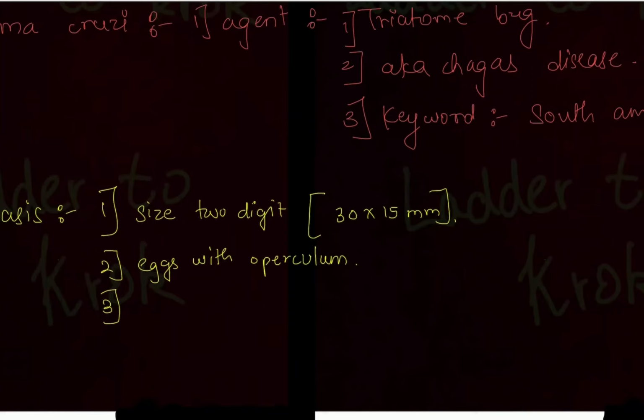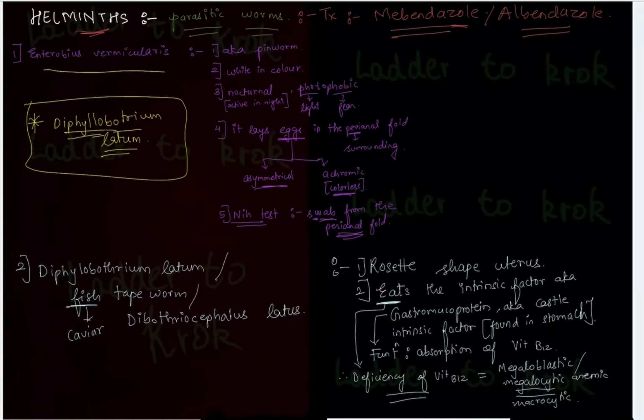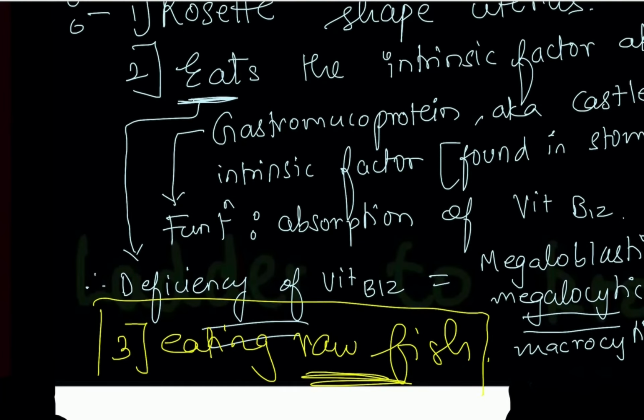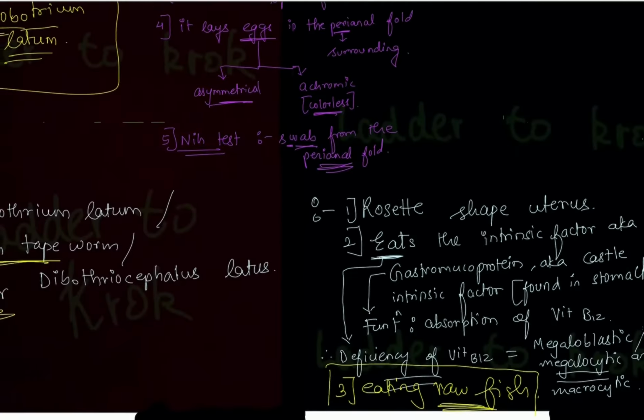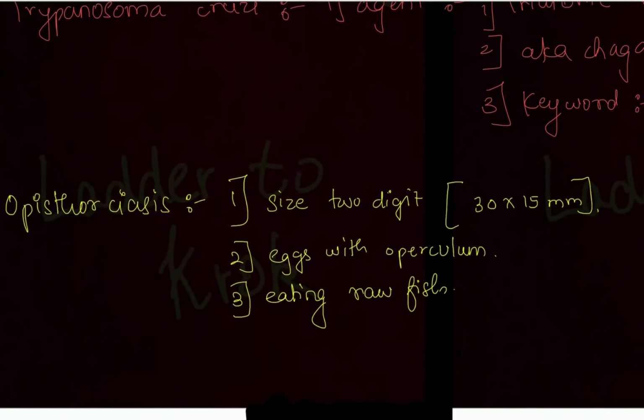So in the question, what else will they give you? That it is caused by eating raw fish. And I forgot to tell you when we were doing Diphyllobothrium latum that it is also caused by eating raw fish. I have told you its name is fish tapeworm, caviar tapeworm. So the causative factor for it is if you eat raw fish. So please write this point down, or add this point in Diphyllobothrium latum. And this Opisthorchis is also caused by eating raw fish.